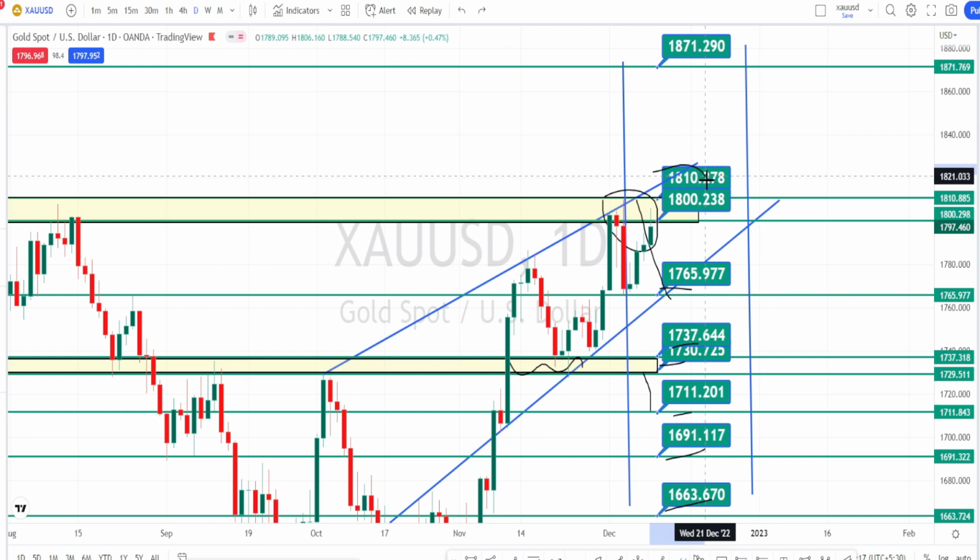And if the price action breaks the resistance zone between 1810 to 1800, we can expect it to test the resistance level of 1871.